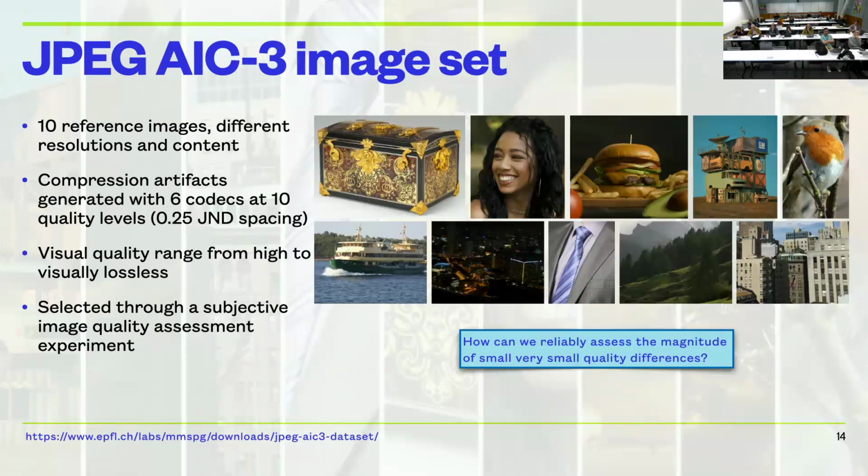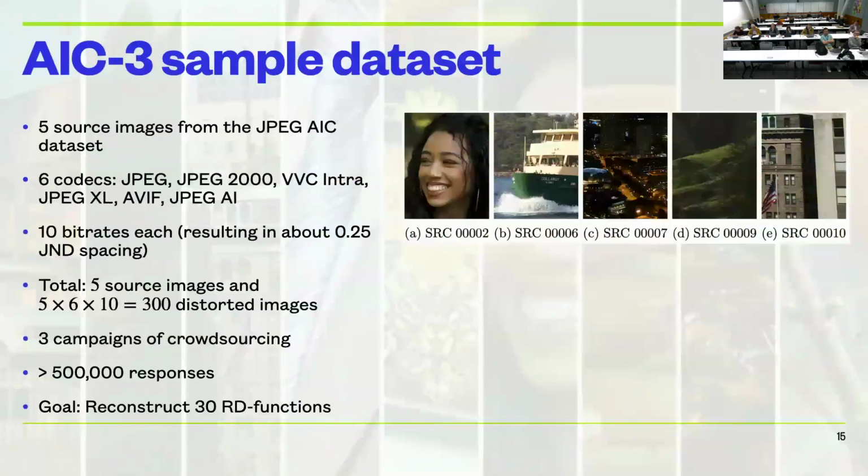And so how can we reliably assess the magnitude of very small quality differences? So our ASC3 sample dataset took 5 of those images, these 5 here, and 6 codecs. They're listed here from JPEG to JPEG AI at 10 bit rates, and these 10 bit rates correspond roughly to a 0.25 JND spacing. And this was determined with some smaller pilot tests and then estimated in some way.